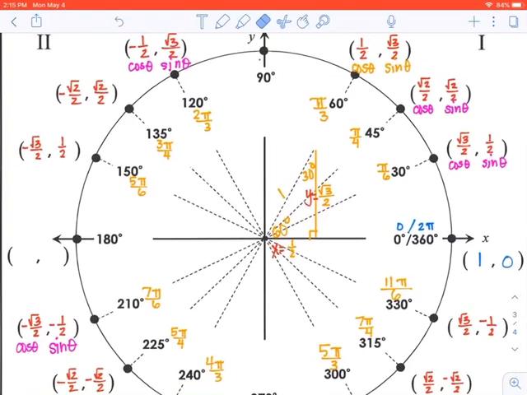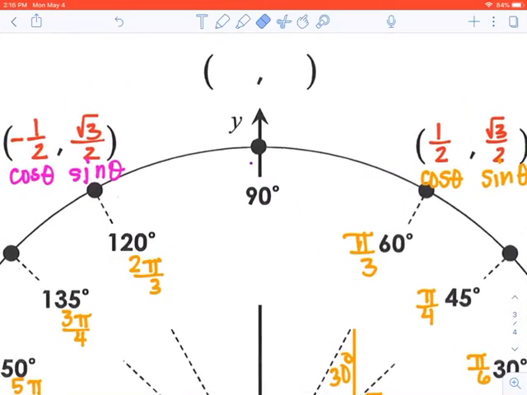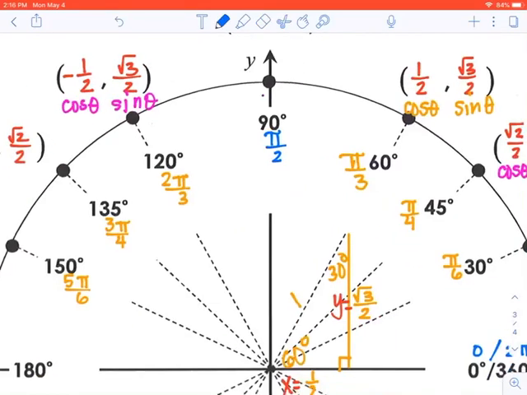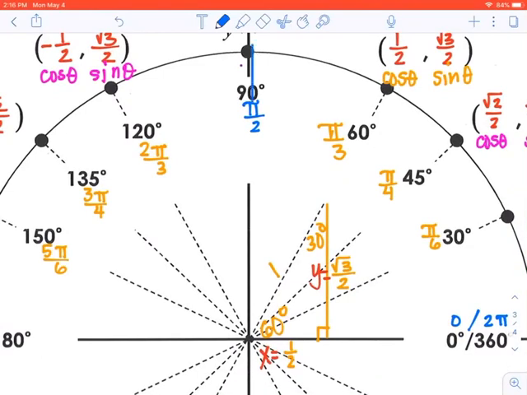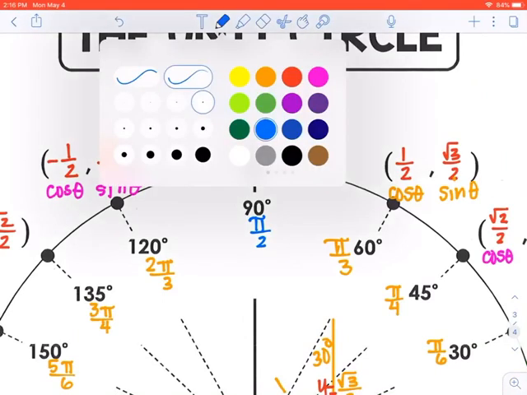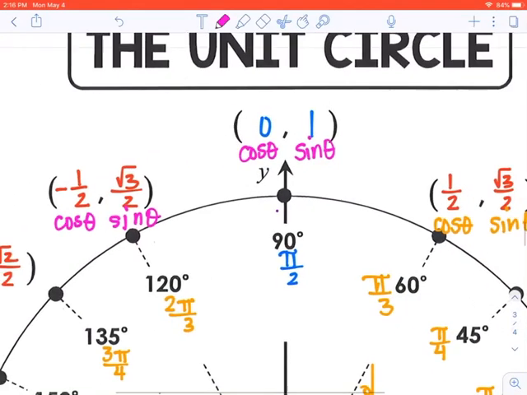All right, going up to the 90 degrees, 90 degrees has a radian measure of pi over 2. And then this point, if you look right here, the radius is 1. Since the radius is 1, you're going up to 1 on the y. The x is 0. And so if you tried to find your cosine and your sine, the cosine of 90 degrees is 0, and the sine of 90 degrees is 1. So it works the same way, it just happens to have a special number to it.